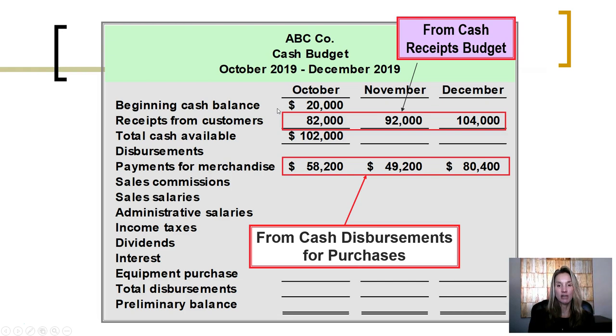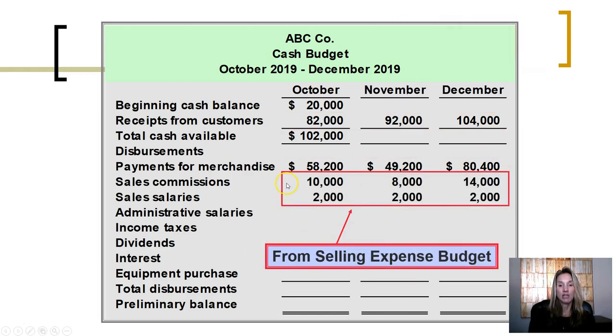We anticipate starting with a cash balance of $20,000. We budgeted when we calculated cash receipts to bring in $82,000, giving us cash budgeted to be available of $102,000 during October. Then we subtract out everything we're going to budget to spend cash on. $58,200 when we calculated our cash needs for merchandise purchase disbursements. We are budgeting $10,000 and $2,000 from our sales budget for commissions and salaries.